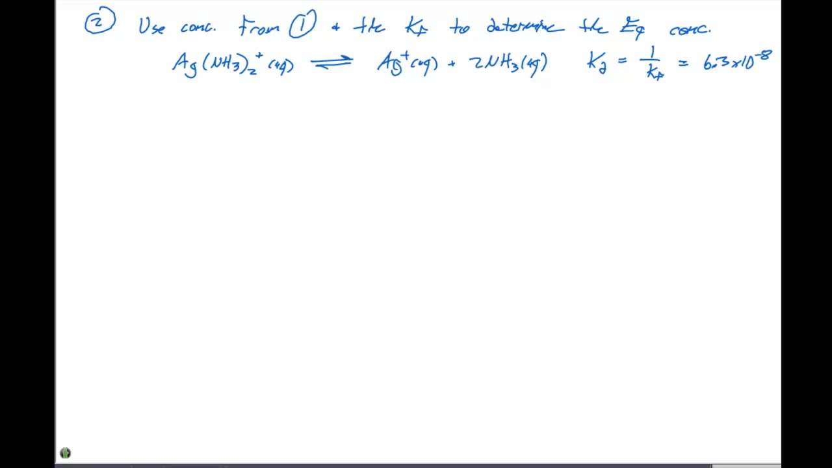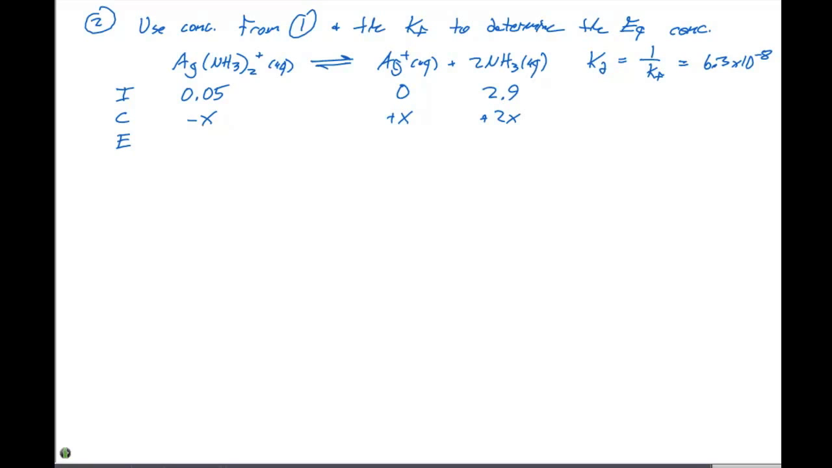So now we can look at an ice table, and the initial concentrations are going to be the concentrations from that first step. We know that we have 0.05 molar in the complex ion. There's going to be 0 silver present, and the ammonia concentration is initially 2.9. We're going to allow this to reach equilibrium. So we're going to have plus X for the silver and plus 2X for the ammonia, and then minus X for the complex ion concentration.